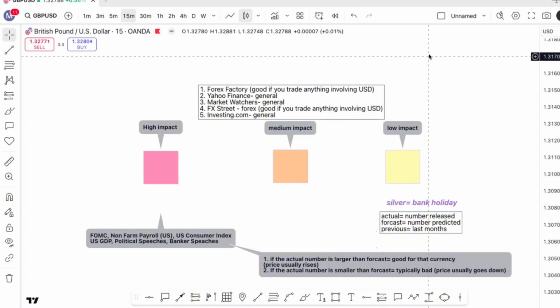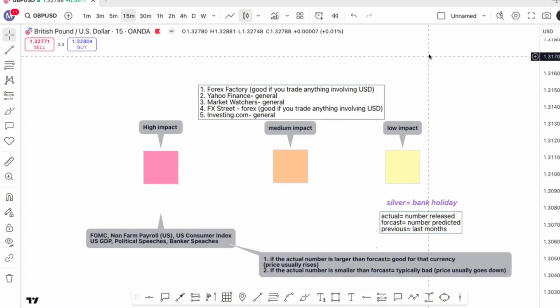So as far as high impact news, when you look at it and when you read news, even high impact, medium impact, low impact, a lot of the times, if the actual number is larger than the forecast, it's good for that currency or whatever you're looking at. So price will usually rise. If the actual number is smaller than forecast, typically it's going to be bad. So price usually goes down.